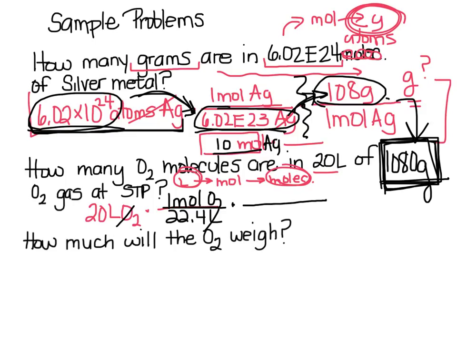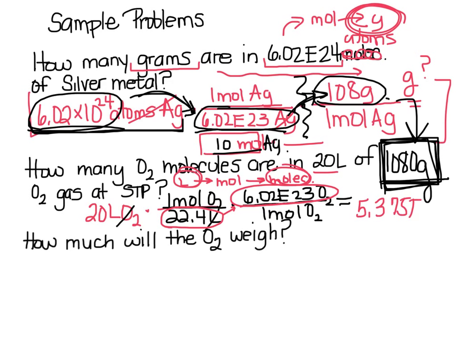But since they want molecules, we can go one step further. Right now we have moles on the top, so we're going to put moles on the bottom, and 1 mole of oxygen gas is 6.02 times 10 to the 23rd molecules of oxygen gas. And now we're going to work our way across. We're going to first divide by 22.4, then multiply by 6.02 times 10 to the 23rd. Okay, and I get 5.375 times 10 to the 23rd molecules.